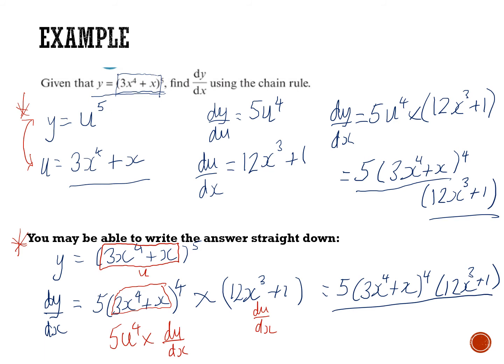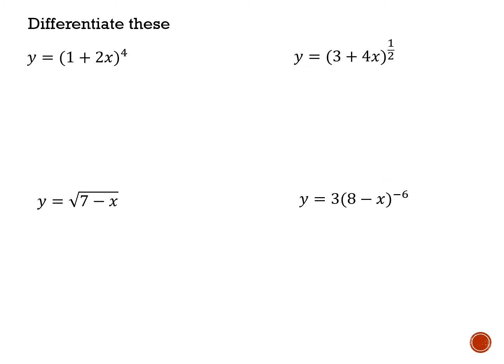Okay. Right, so coming up on the next slide then are 4 that are like this. So what I'd like you to do is write down this first one and have a go at doing it like I showed you. Okay, so write down y equals 1 plus 2x raised to the power 4. Okay, so it's a bracket raised to a power.